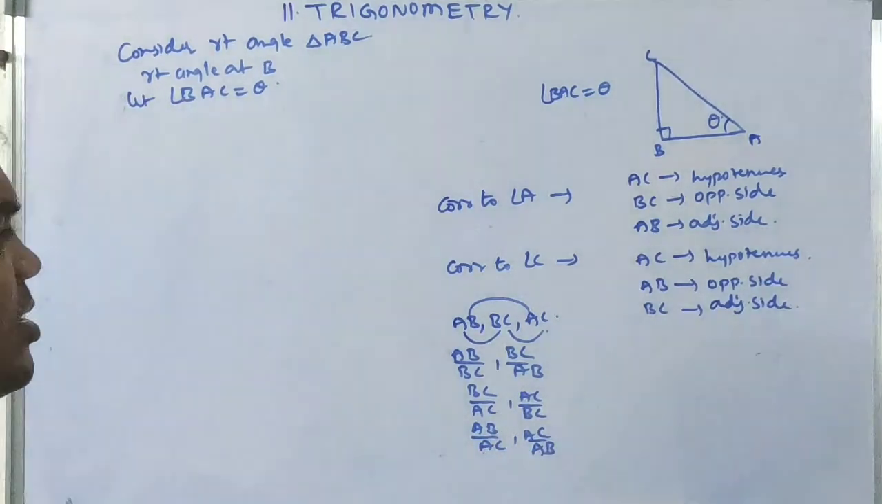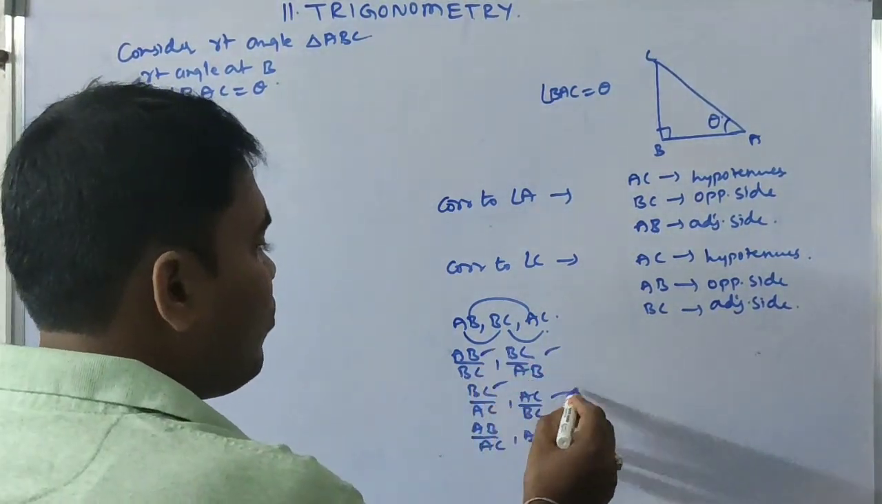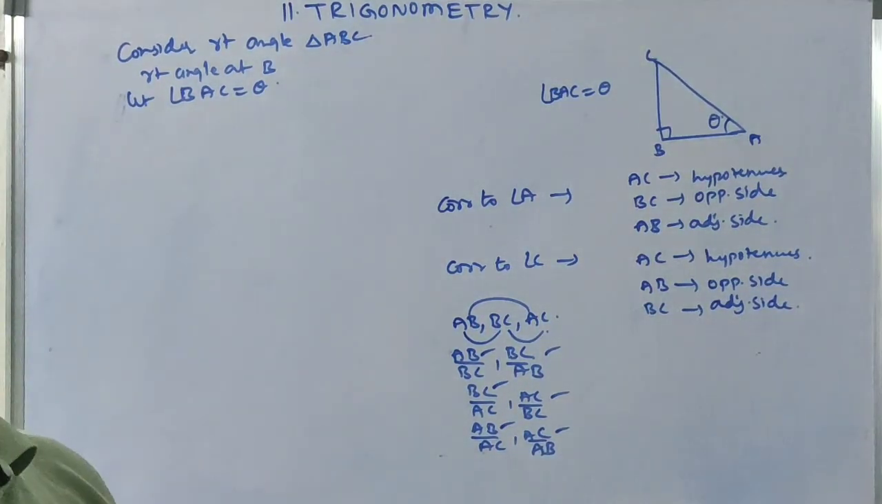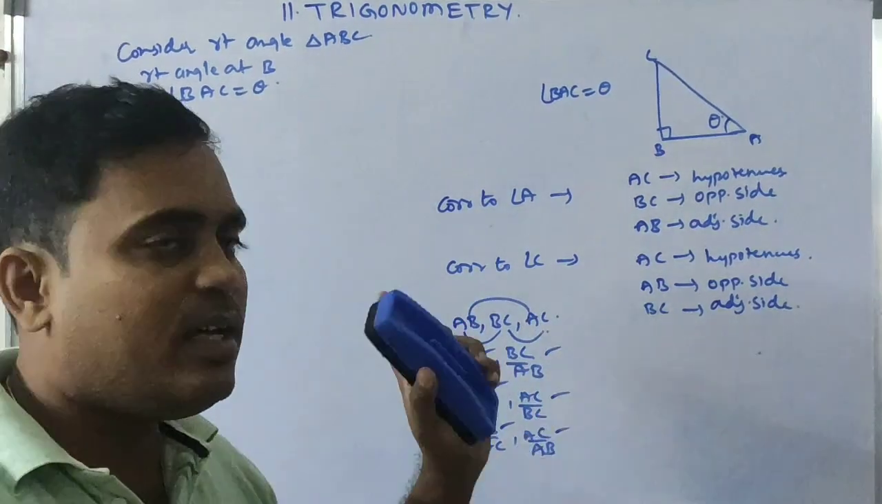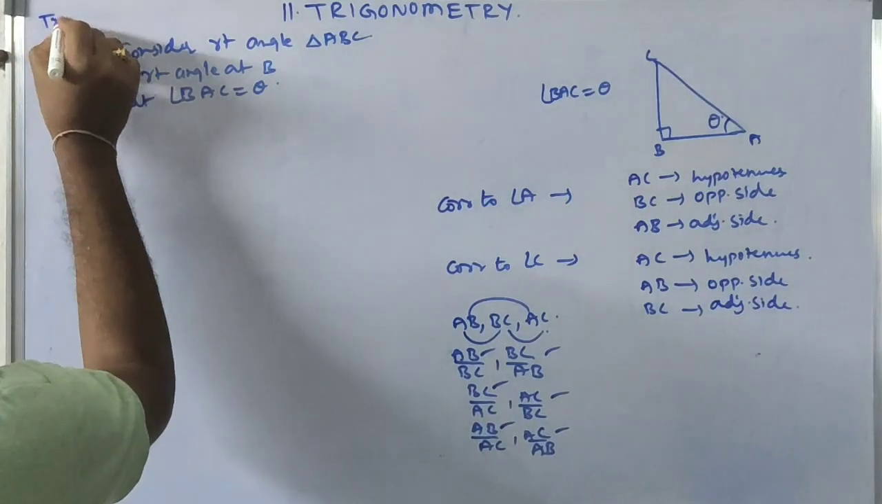So all combinations are completed. How many ratios exist? 1, 2, 3, 4, 5, 6. Six ratios. That's why the trigonometric ratios are six. So these six ratios are called trigonometric ratios.